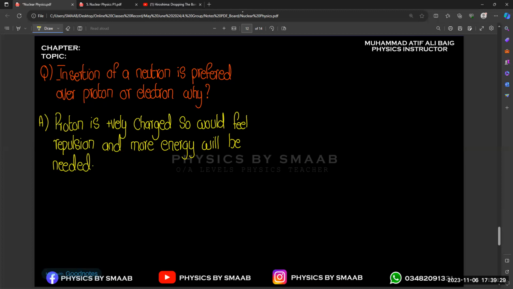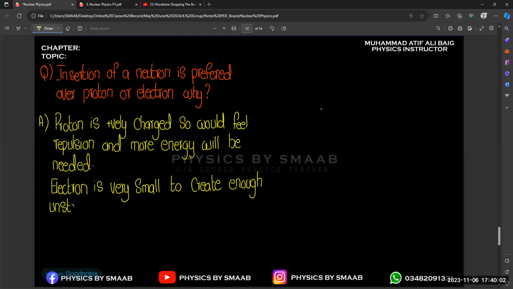And for electron, it is very small to create enough instability. So electron is not enough to create instability in the nucleus. Okay, so this is the reason for electron.